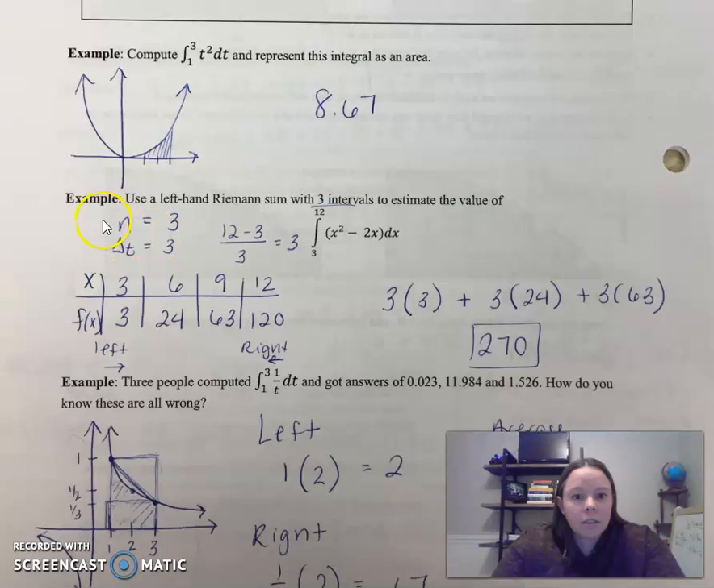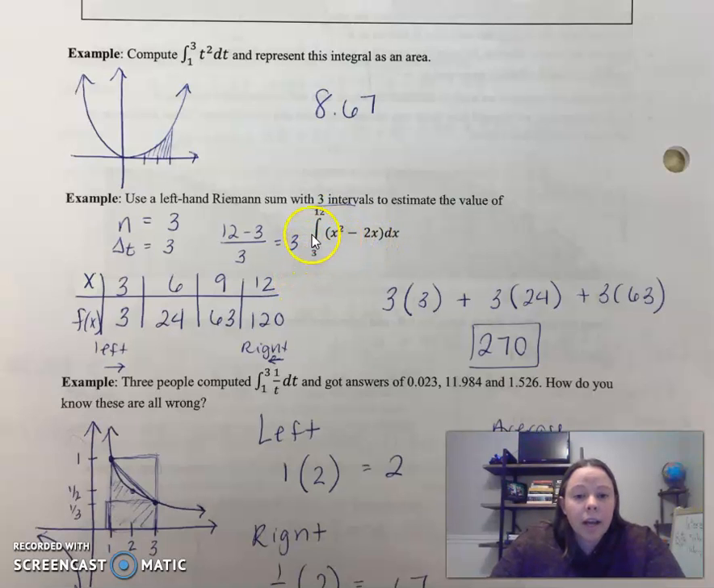All right, so here's another one. Use a left-hand Riemann sum with 3 intervals to estimate the value of this. So this is your new notation. That's the function. That's your derivative. And that's going to give you the heights of each rectangle.